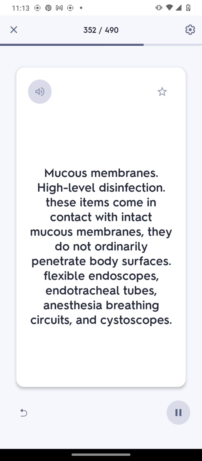Semi-critical items. Mucous membranes, high-level disinfection. These items come in contact with intact mucous membranes. They do not ordinarily penetrate body surfaces. Examples: flexible endoscopes, endotracheal tubes, anesthesia breathing circuits, and cystoscopes.